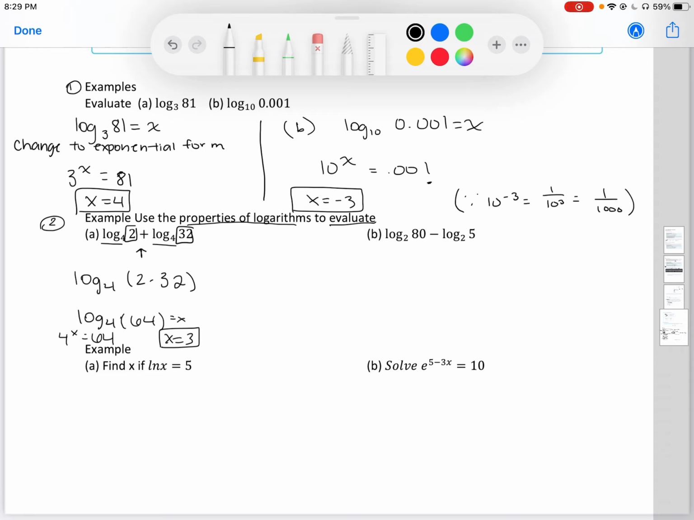Now for our next one, we see that we're subtracting. Because they have the same log base, I can write it as a division problem, top divided by bottom. So I have 80 divided by 5, which gives me log base 2 of 80 divided by 5. That gives us log base 2 of 16. Now we can evaluate: 2 to what power gives us 16? We get x is 4.